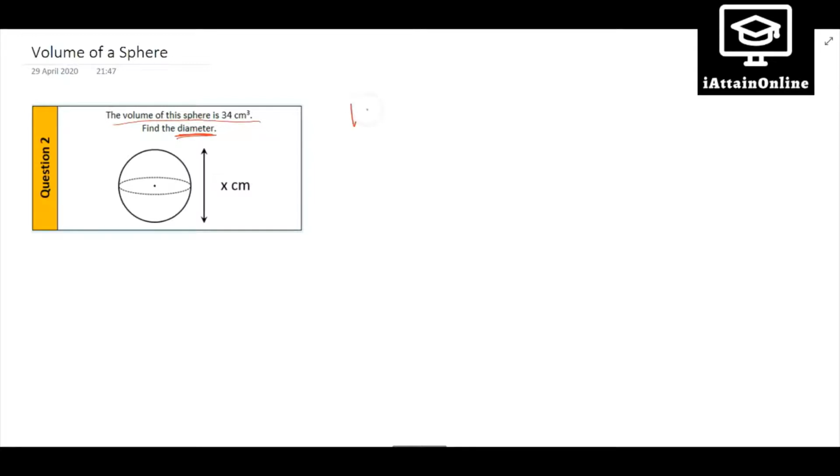So I know that the volume is equal to 4 pi r cubed over 3. Now you'll notice in the formula we are working with the radius. So I'm going to use this formula to work out the radius, and that's going to give me the length from the center of the sphere to the surface. What I can then do at the end is double it to find the diameter.